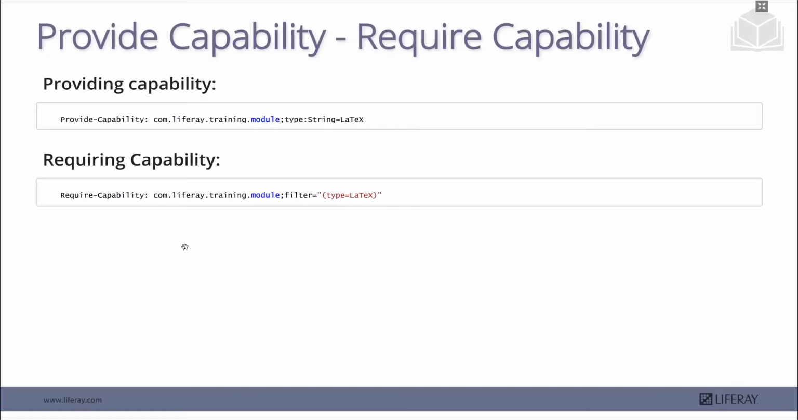So something like this, for example. Let's say we have two separate OSGi bundles. One OSGi bundle is providing a specific capability. We're saying its capability is called com.liferay.training.module. So that's the namespace. That's the first part. The second part is its attribute. So we can say string latex, or latex, depending on who you talk to.